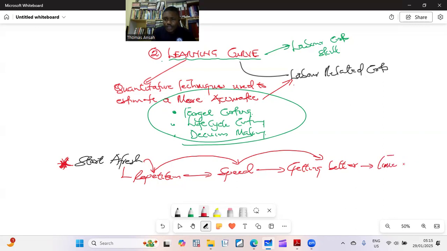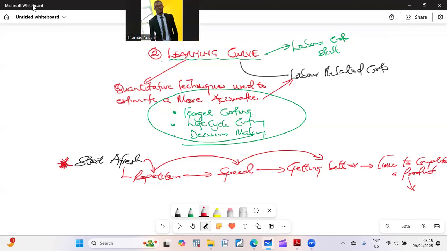So in an office, the time to complete a product reduces. Bam. That is it. That is the learning curve, and that is what we are trying to learn. As a laborer becomes more familiar with the production process or the production of a new product, the average time the person spends will also decline.